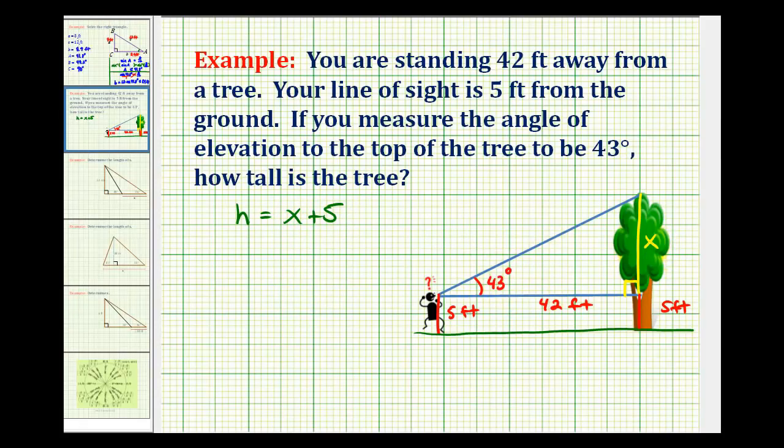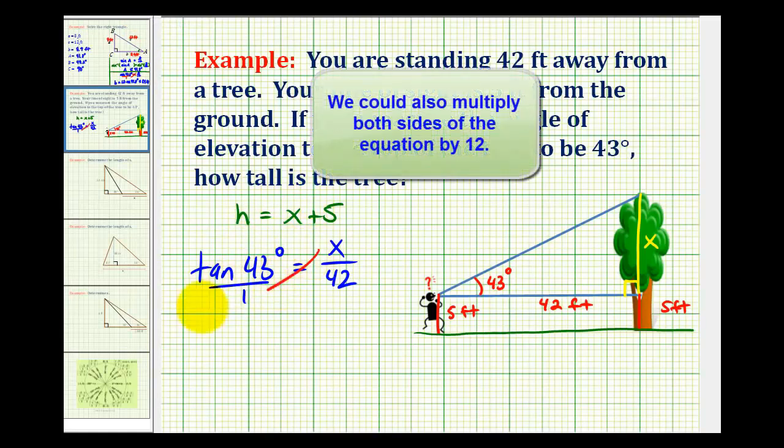Since x is the side opposite the angle that measures 43 degrees, and this side here is the adjacent side, we can use the tangent function to write an equation to solve for x. The tangent of 43 degrees must equal the ratio of the opposite side, x, to 42. Now if we make this a proportion, we can cross multiply and solve for x. X times 1 would be x, and must equal 42 times tangent 43 degrees.